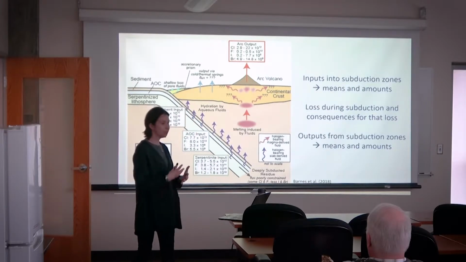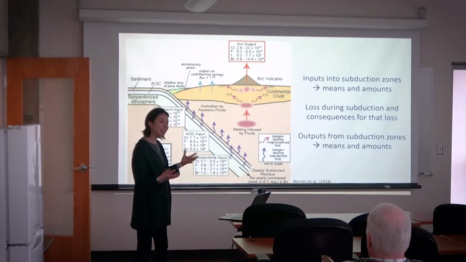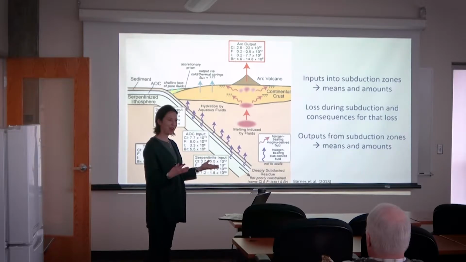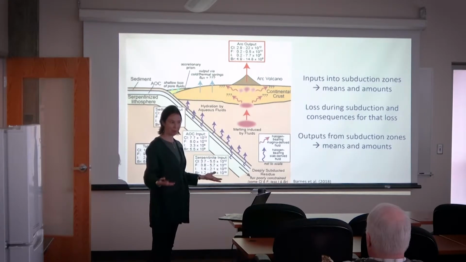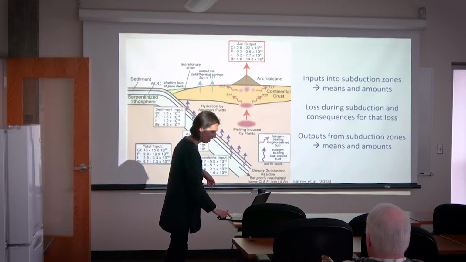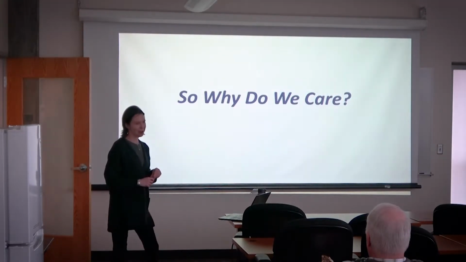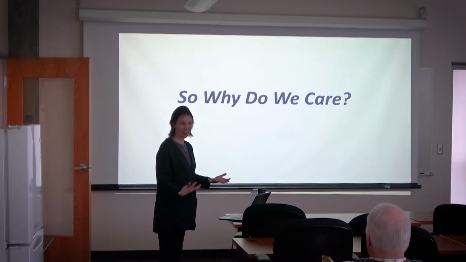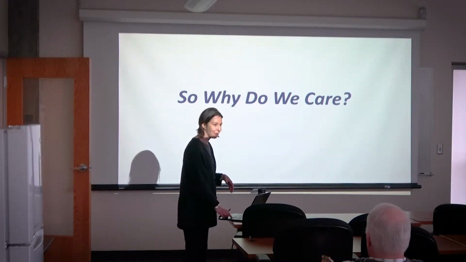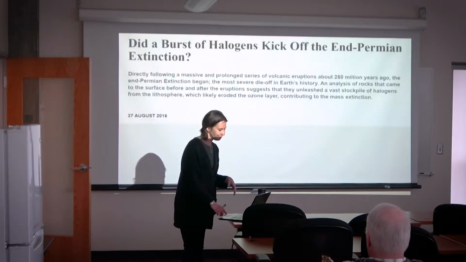both in terms of means and amounts, doing a little bit of mass balance calculations, and then trying to figure out, well, what do we know and what don't we know? What are the gaps? But before I start, I want to talk about why we care. We're going to talk a lot about halogens today, so why do we care about halogens?